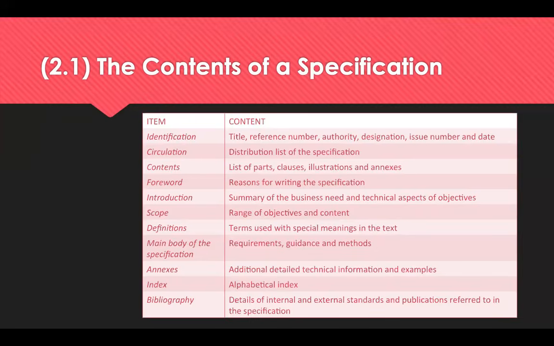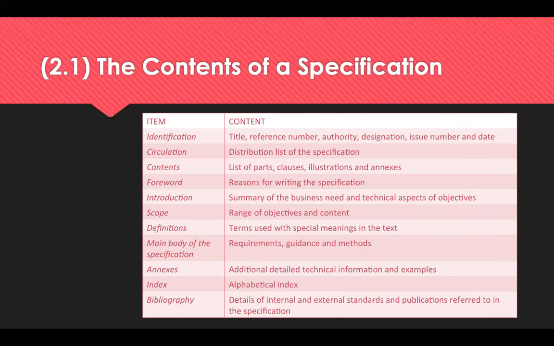So, you could say that we're buying some paper, but the content and the foreword will help to say it's for this particular purpose, like making books or photocopying or whatever it might be. So that will help with the business need and the technical aspects. Then you'll put the scope, so the range of objectives and contents, and the definitions which have specific meanings in the text. There'll be the main body, which has got all the requirements, guidance, and methods.